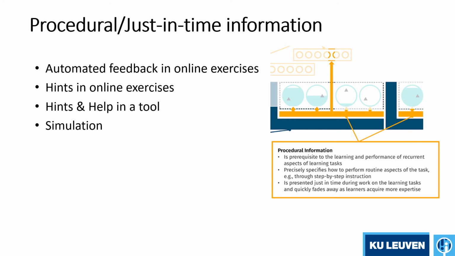And then the last component is procedural or just-in-time information. So this is information that is not always available to your student, but that you give to your student when they need it. So this can be online feedback in online exercises. This can be hints in a tool or in exercises. This can be, for example, simulation of models.